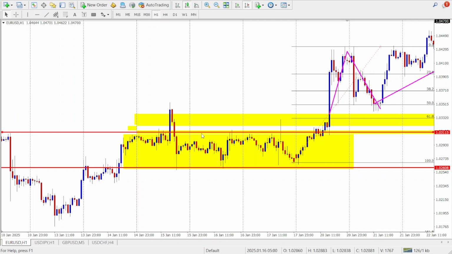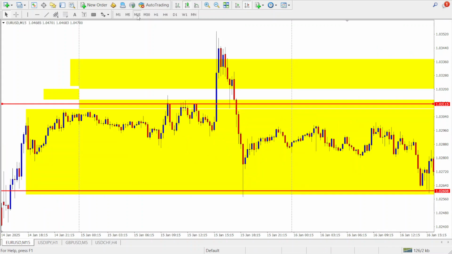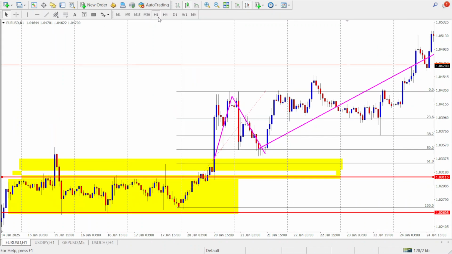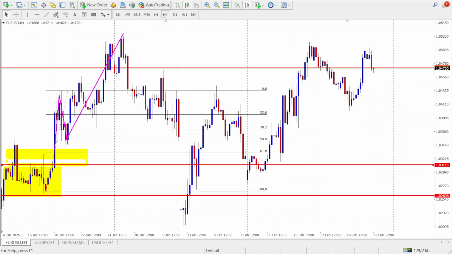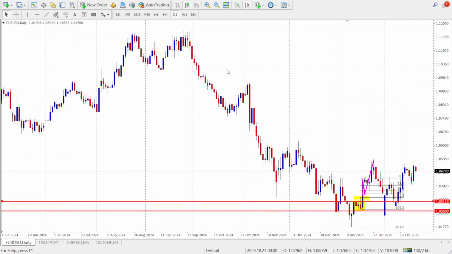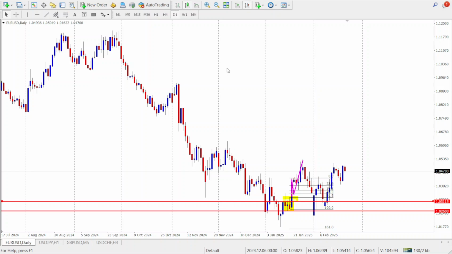Use the higher time frame for confirmation. It's very necessary. If you are trading on the 15 minutes or 1 hour chart, you can check the 4 hours or the daily time frame for stronger levels, all right? And then watch out for volume. Watch out for volume increases on breakouts.